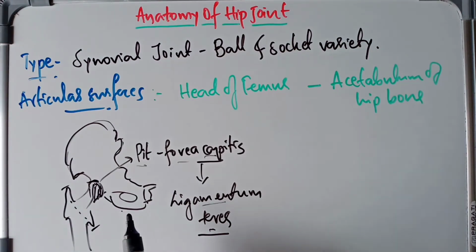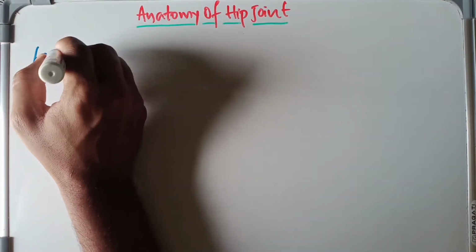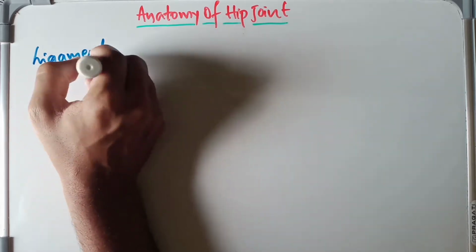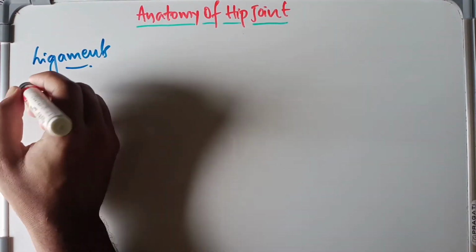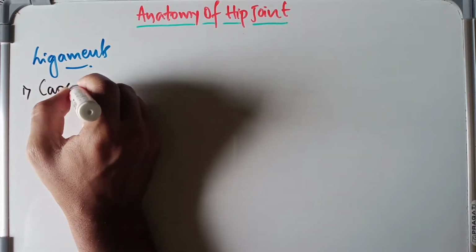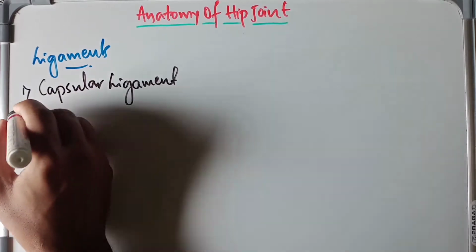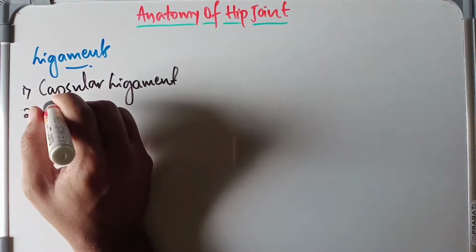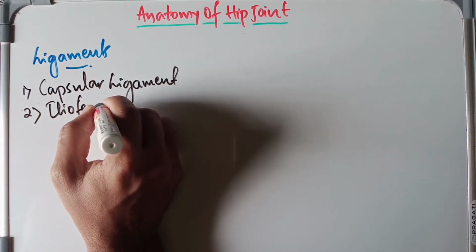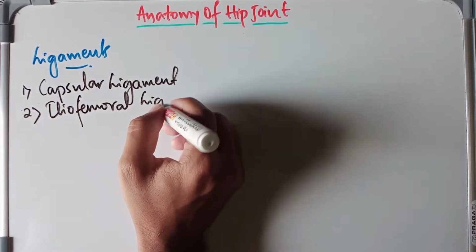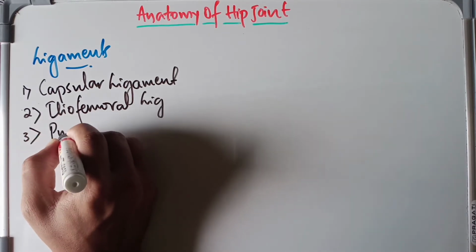Now we will move on to discuss the ligaments of the hip joint. When it comes to the ligaments of the hip joint, we have 7 different ligaments. And what are those ligaments? One is called the capsular ligament. And then the second one is called the iliofemoral ligament. Don't worry, we are going to discuss all of these ligaments in detail. Then we have the pubofemoral ligament as well as the ischiofemoral ligament.